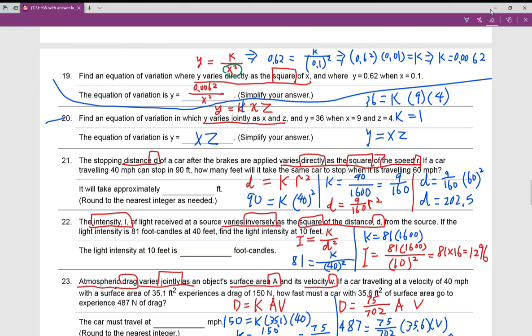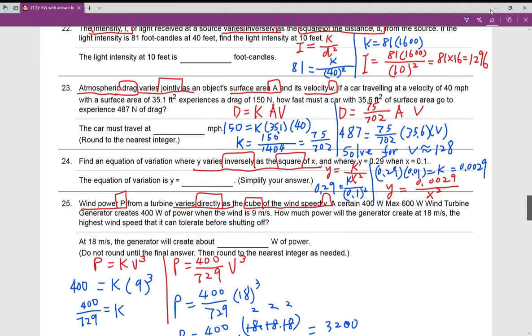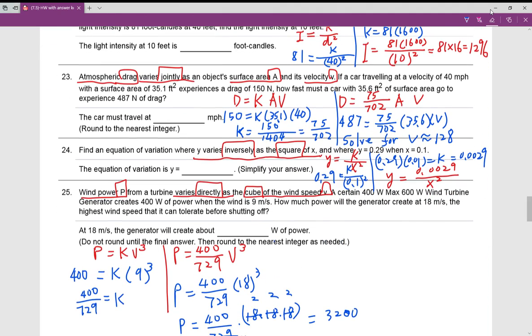Number 21, varies directly as the square of the speed. So you just read and do it by yourself. Inversely means the d squared is on, one is numerator, one is denominator. Number 23, jointly. Jointly, this time I did right? Jointly means all on the numerator, and then you solve for v.